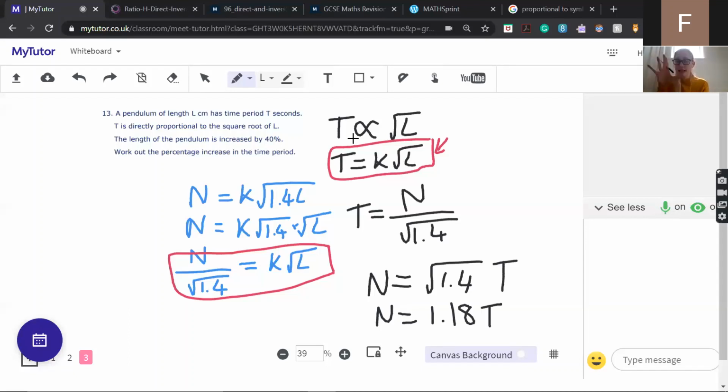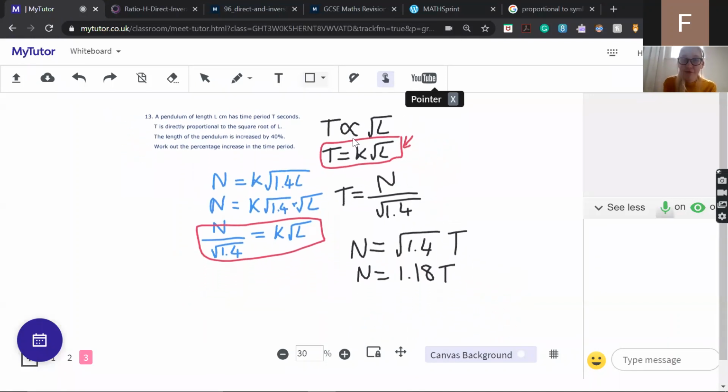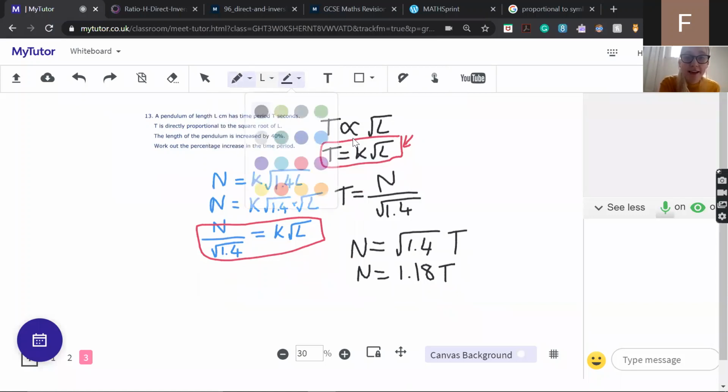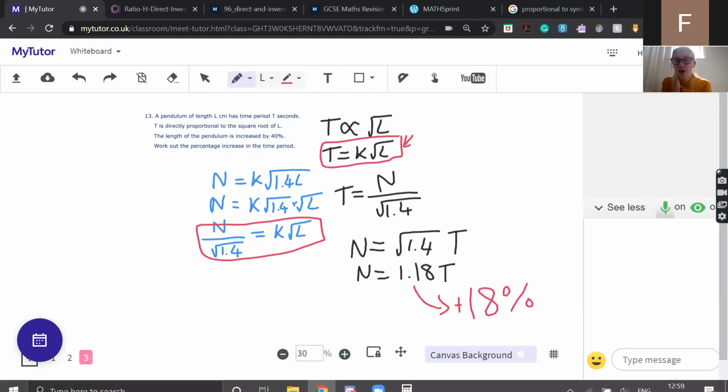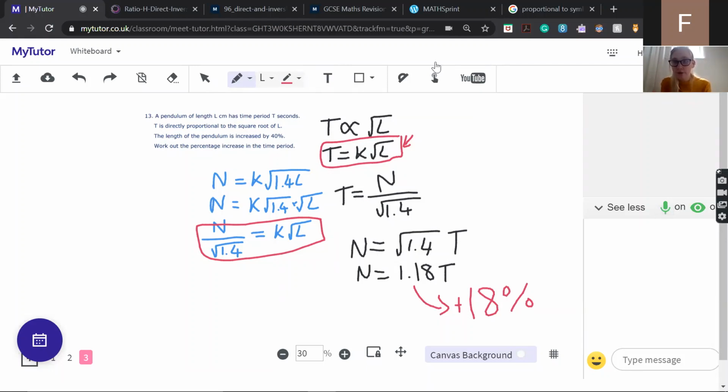So let's think for a second. What does this mean? We've just done a sneaky little bit of rearranging and fiddling around to show that N, our new time period, is 1.18 times the original time period. And again, if you were here yesterday, you'll know that this corresponds to a percentage increase of 18%. Hopefully you were here yesterday and you know that. I don't want to dwell too much on how I worked that out. Hopefully that makes sense.